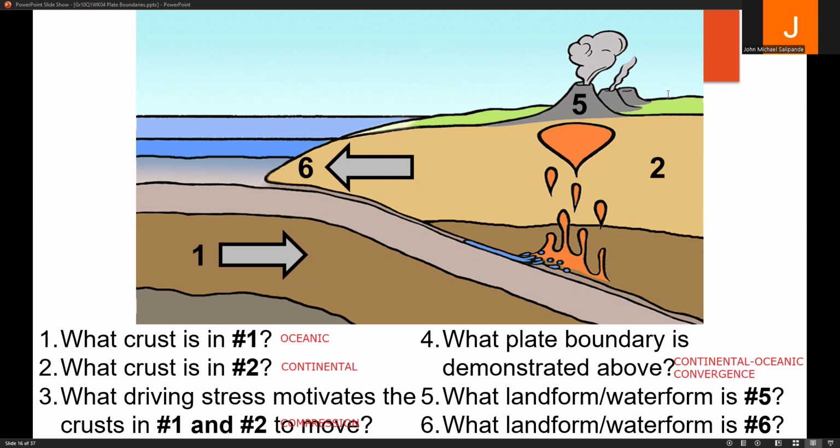In number five, this is very obviously a volcano because you can see an eruption. And number six, the moment that you see the point where the oceanic crust subducts under the continental crust, that is the point of subduction, and that is where the trench is located. So that means that this picture is a demonstration of continental-oceanic convergence and its geological formations.